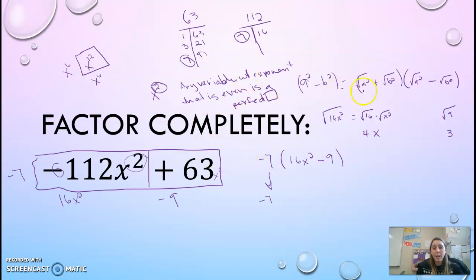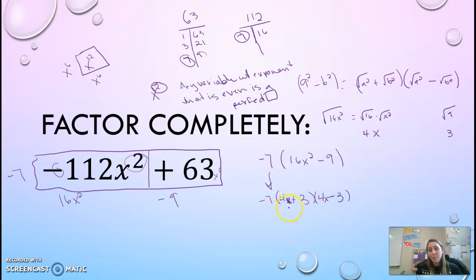All right, so now that I have my 4x and my 3, I can set up my parentheses. I'm going to have a plus and a minus, and I'm going to put my first term, which was 4x, in both of those. And then I'm going to put my last one, and that goes there.